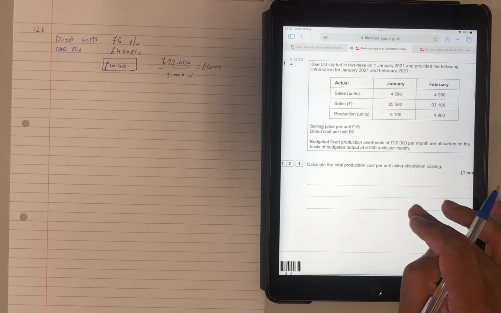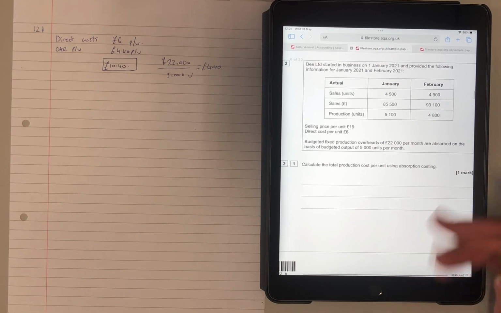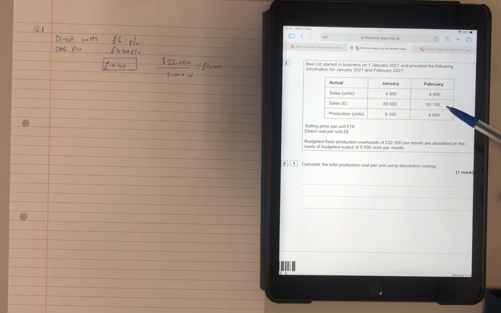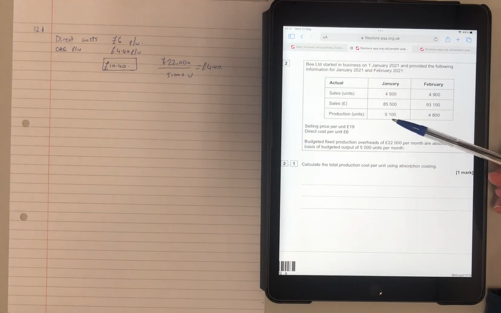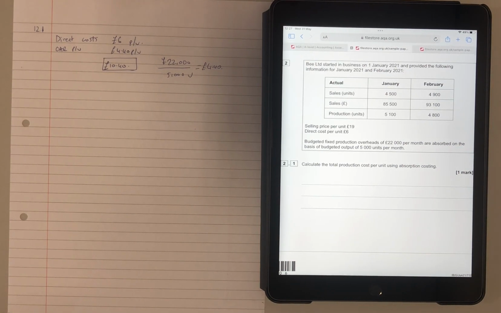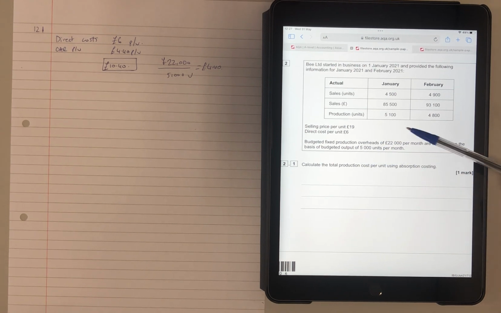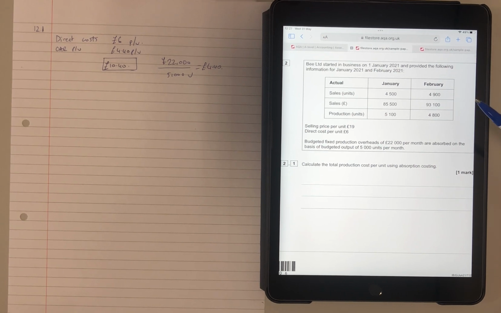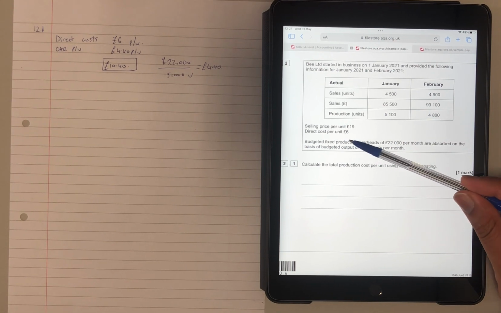Before I move on to the next question, just reviewing this question, the main challenge for this section is that a lot of students don't actually know what absorption costing is. And like I said, in summary, you divide the overheads by the number of units that you're budgeted to produce. That gives you an OAR. Now, what do you do with an OAR? OAR is an overhead absorption rate. What does that mean in plain English? It means every item that you produce will absorb some of the fixed costs.